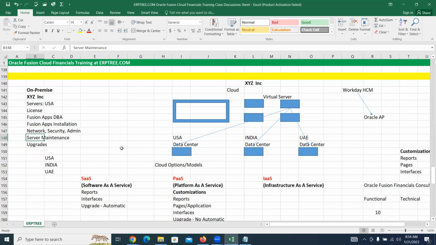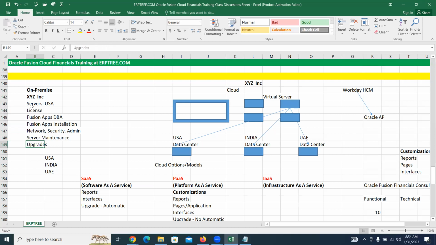So today the client started using the Fusion application. Maybe after 1, 2, 3 years, Oracle may come up with some latest release. The server needs to be upgraded. That means the software products need to be upgraded. I mean to say Fusion applications need to be upgraded. Their team should take care of it. So this is how it works if you have your own server.